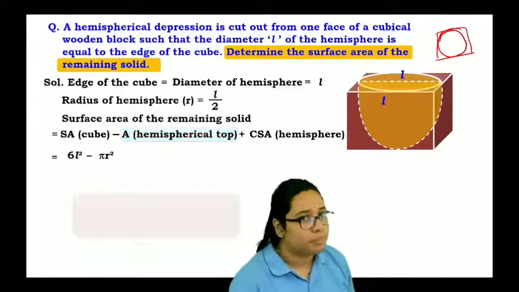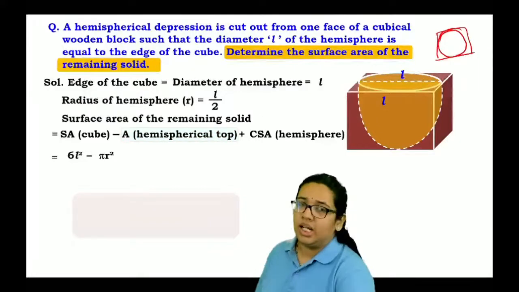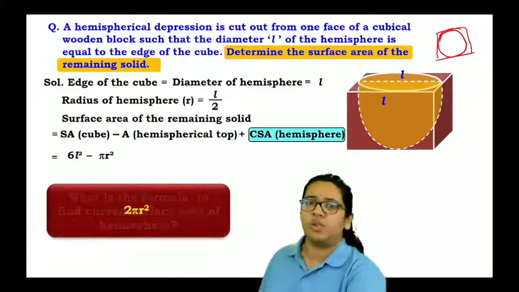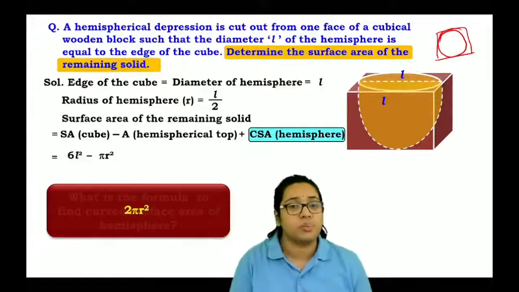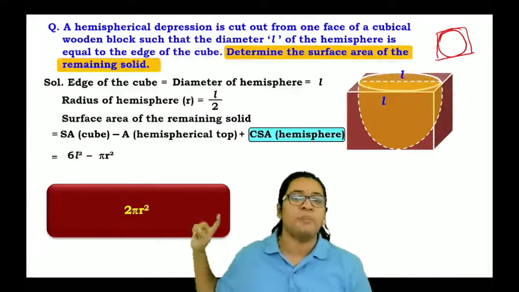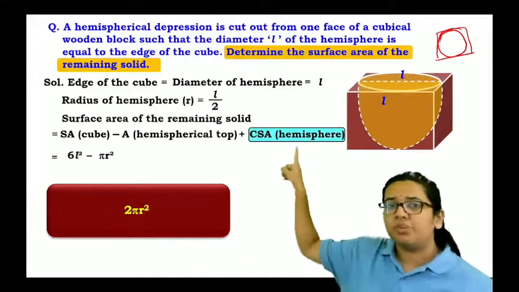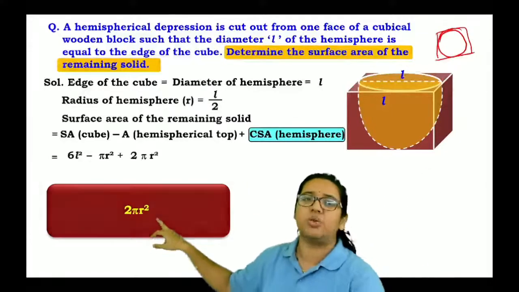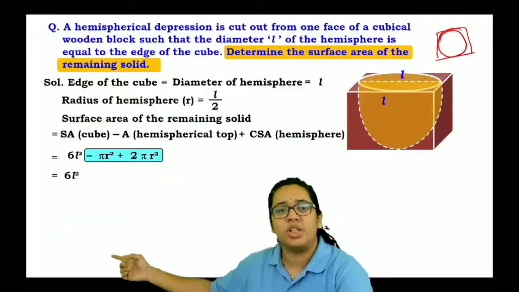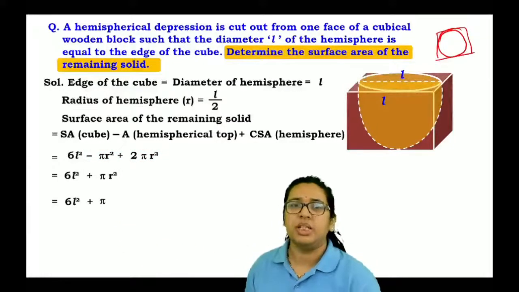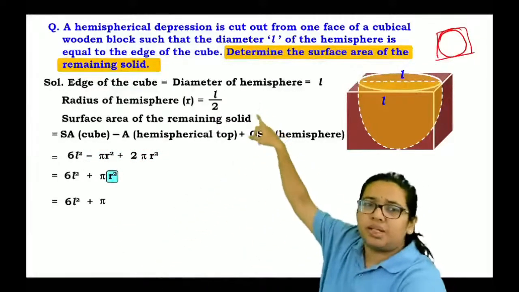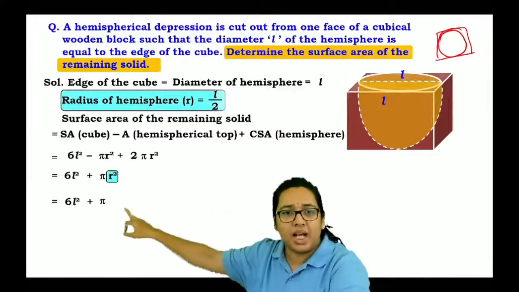And curved surface area of the hemisphere is half the curved surface area of the whole sphere, which is 4 times pi r square. But now we are only talking about a hemisphere, so just consider 2 times pi r square. So it is 6L square plus pi r square. Now r is L by 2, so just replace r by L by 2.